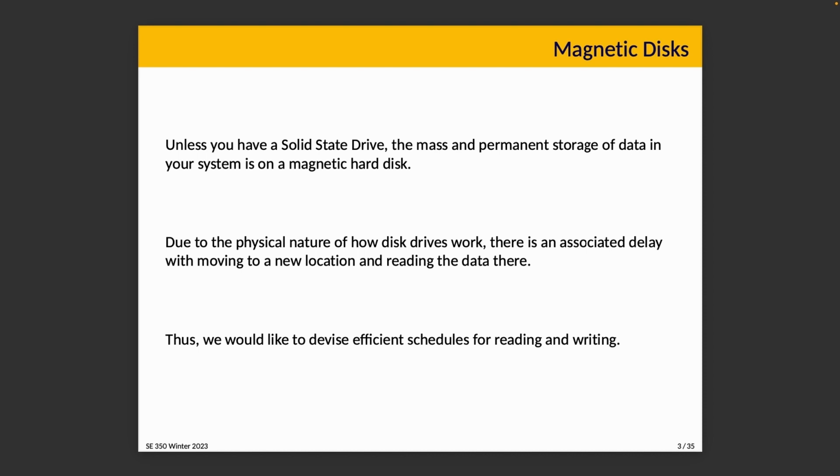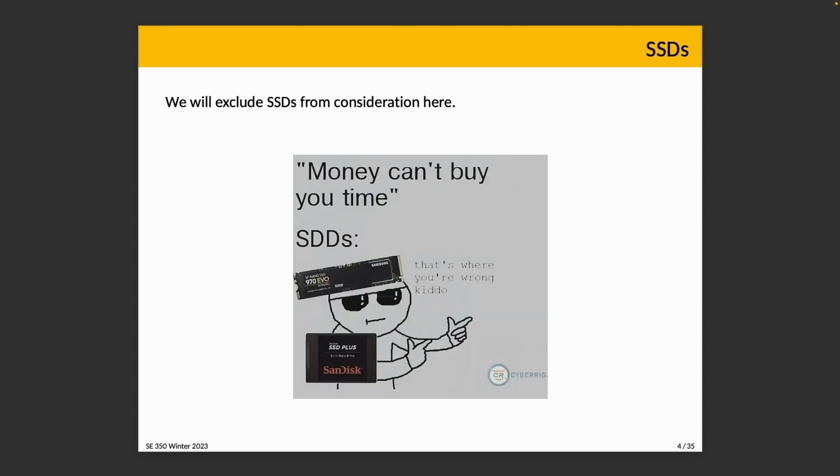So, given that, we want to devise efficient schedules for reading and writing. And these really only make sense when we're talking about a magnetic drive, right? For SSDs, money can in fact buy you time, and these are, all things being equal, much faster and much easier and better to work with. SSDs do not contain any moving parts. That's why they're called solid-state drives. That's where the name comes from.